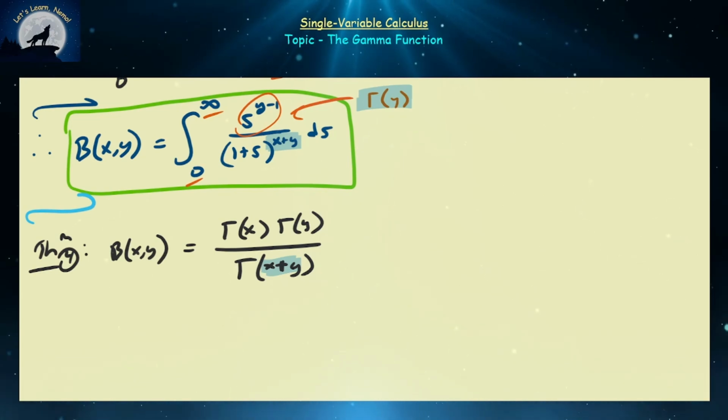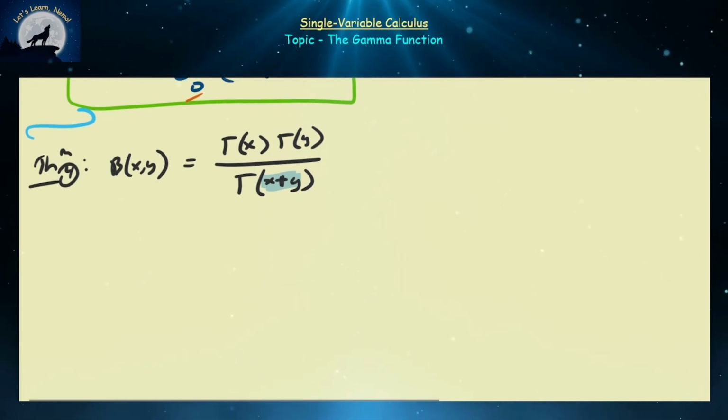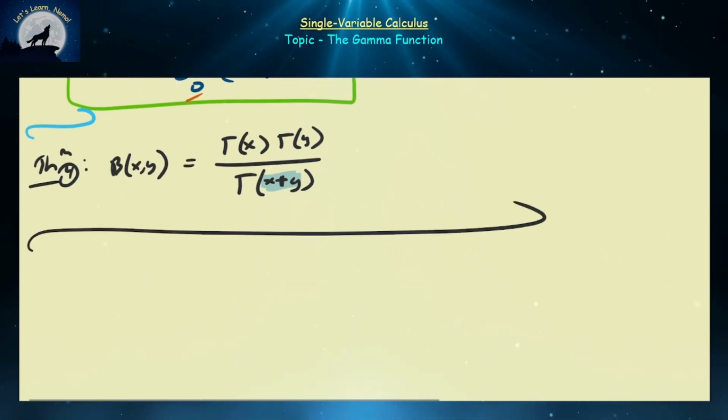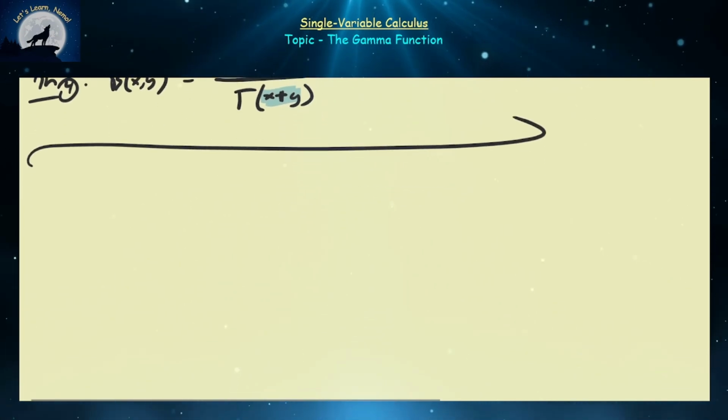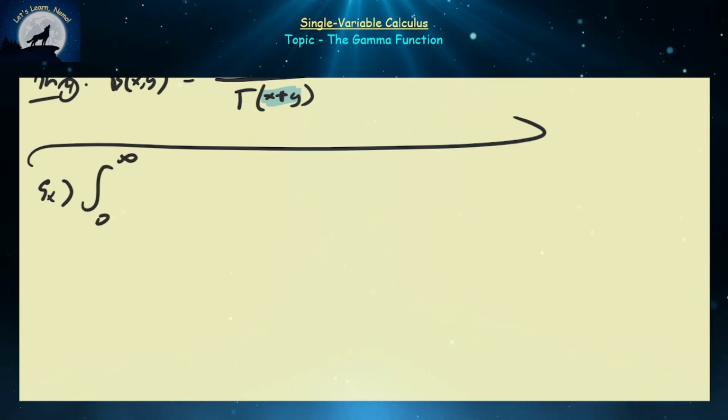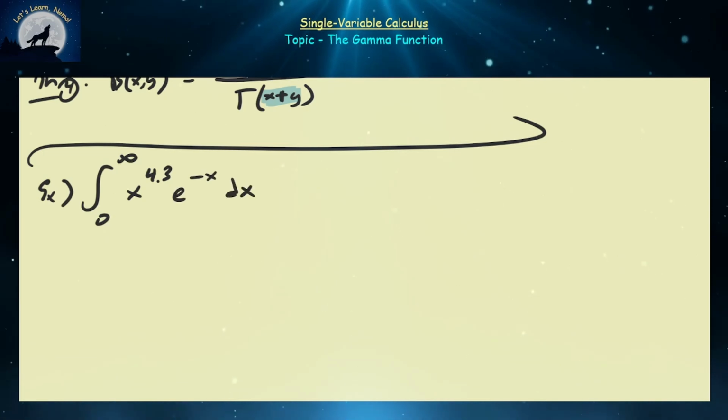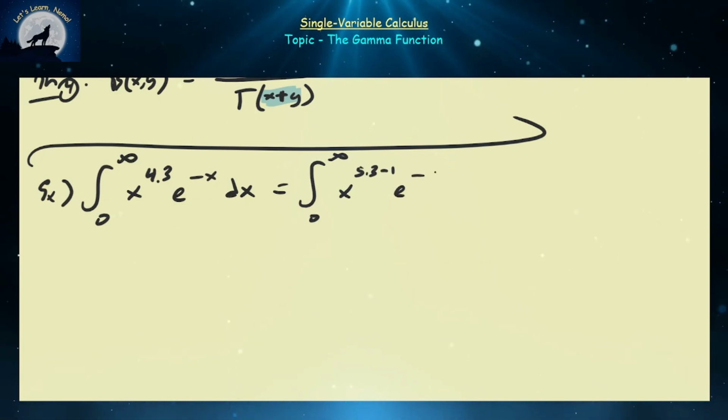But of course, it allows us to evaluate the beta function at some given values, x and y, because we already know several different values of the gamma function at this point. So let's just do a couple closing integrals to sort of conclude this discussion. Suppose somebody asks you, what is the integral from 0 to infinity of x to the power of 4.3 times e to the minus x dx? You should be like, oh, that's just the gamma function, because that's just x to the 5.3 minus 1 times e to the minus x dx, which is just a fancy way of saying gamma of 5.3.